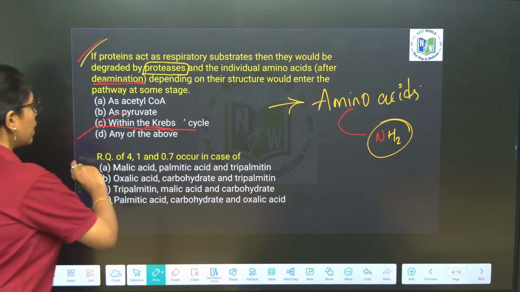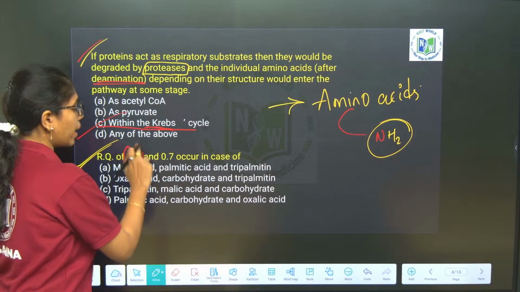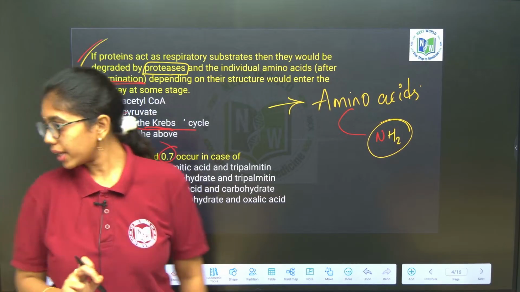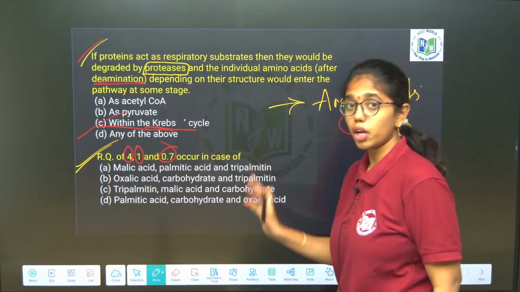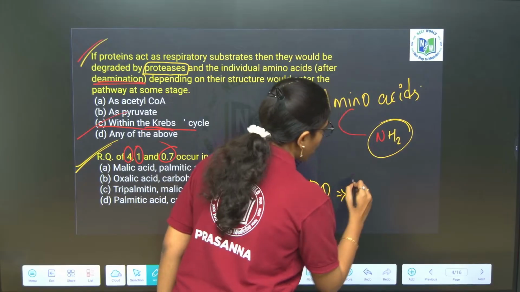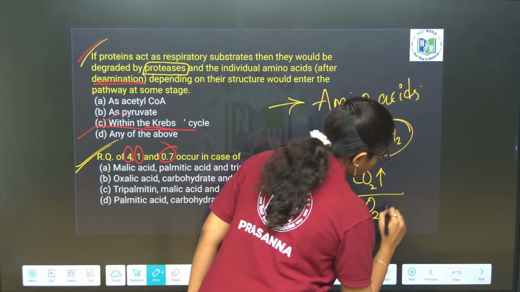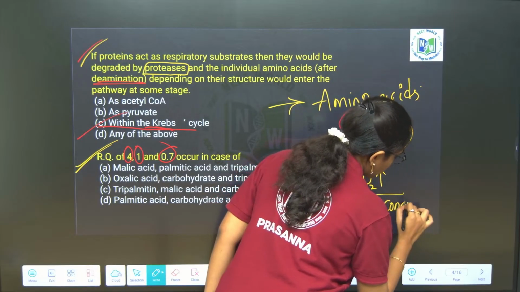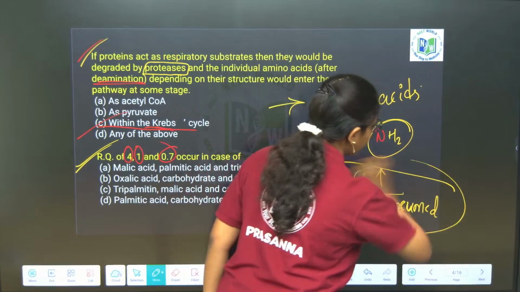Clear right now? Next: RQ of 4, 1 and 0.7 occur in the case of what? Here you look at this question: what is respiratory quotient? Respiratory quotient is nothing but the amount of carbon dioxide evolved during respiration divided by the amount of oxygen consumed. Okay, this is called the RQ value.